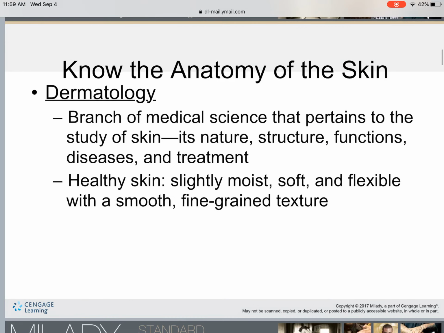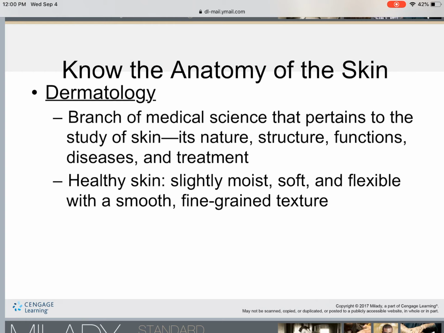Okay, now the anatomy of the skin. Well, dermatology. You probably heard of this term before. Dermatology is a branch of medical science that pertains to the study of the skin, its nature, structure, functions, diseases, and treatment. What is a dermatologist? A dermatologist is a physician who specializes in the treatment of the skin, hair, and nails.